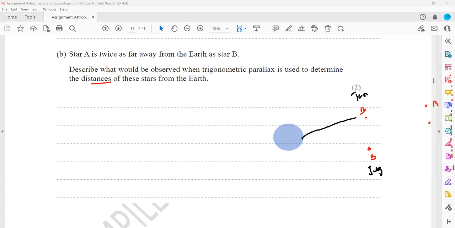What we'll observe is that the change in angle for B will be approximately twice the change in angle for A. A is far from us, so the relative or apparent motion of A, the apparent distance covered by A, will be shorter compared to that of B. Or we can say the angular position of A will be half that of B.